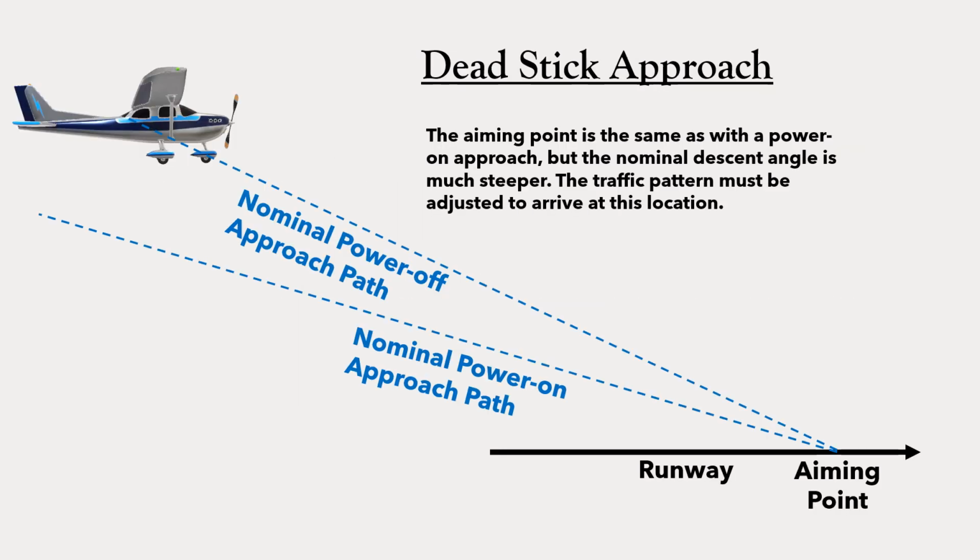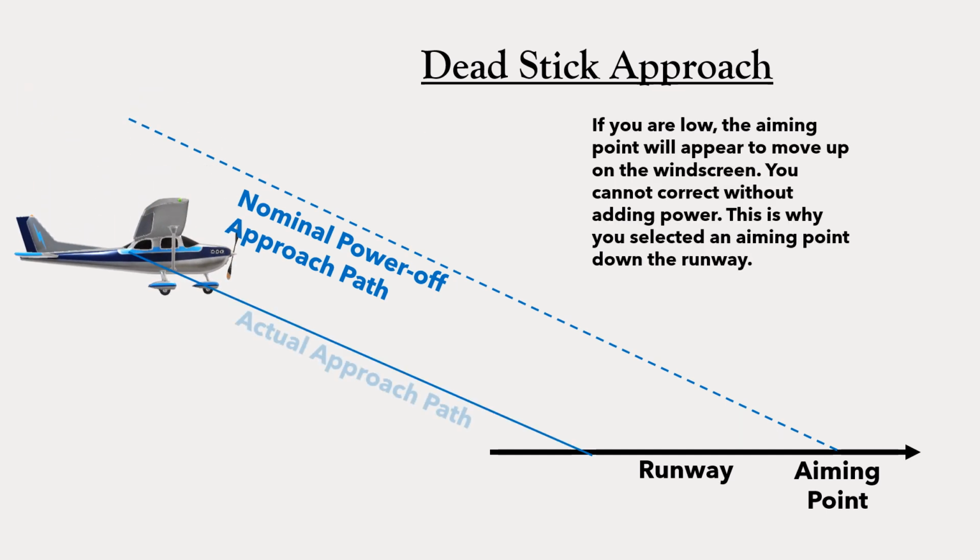So to illustrate this a little bit more, we're going to choose the same kind of aiming point as we did during our power on approach. We're going to choose a point that's a ways down the runway. However, we're going to aim to be at a much steeper descent angle than we were during our power on approach. We accomplish that by flying our traffic pattern a little differently.